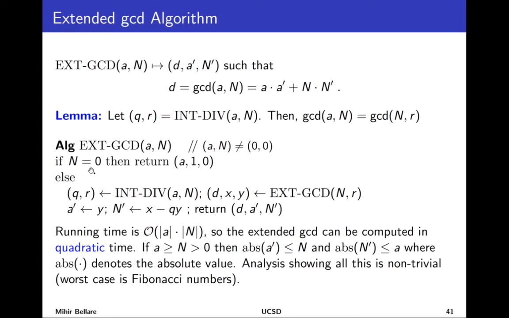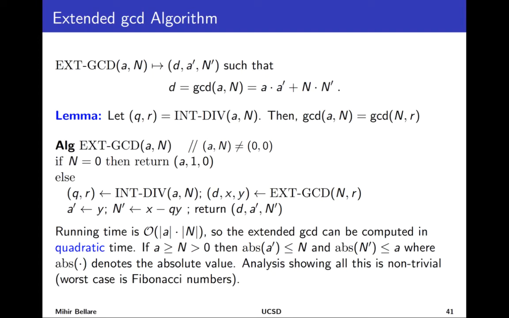If n is non-zero, we start using the lemma. We divide a by n, get a quotient and remainder, and run the algorithm recursively on n and r, as indicated here. The lemma tells us that our GCD will be correct.